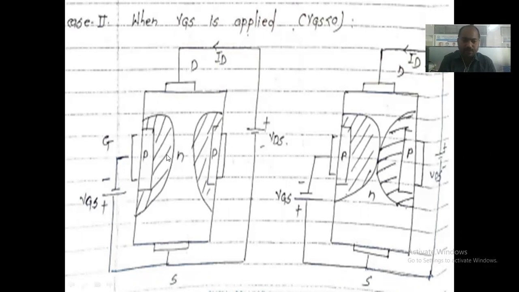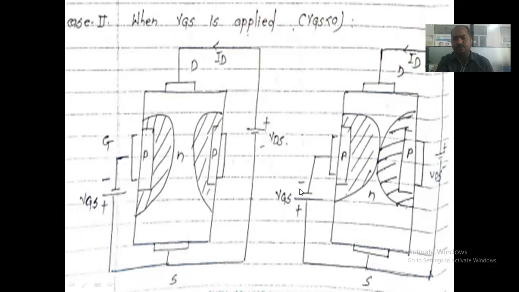See, when this negative voltage is applied, one thing should happen: the area for the traveling of electrons from your source to the drain should be reduced, right. So that's why we increase this negative voltage again. Consider this as minus 2 volt.